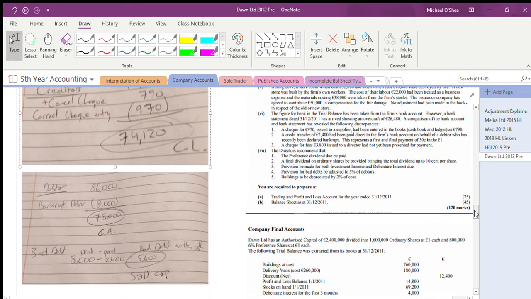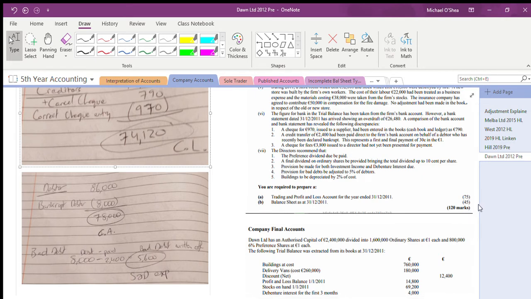The last thing I'm going to look at here, this last note, is the provision for bad debt. This is the billings. Provide for investment income, debenture interest. We've seen this, but it's this one here that we haven't seen for a company. We've seen it for published, but not for a company. In this one, there are dividends. So there are preference dividends due that must be paid.